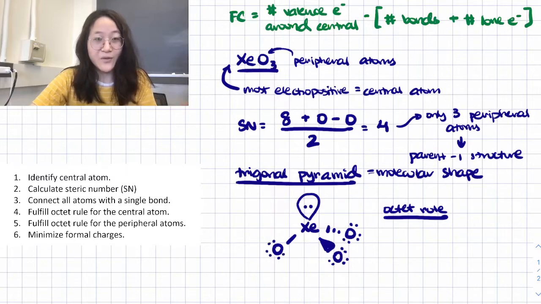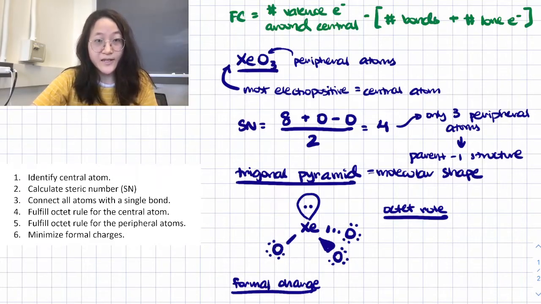So now we can see that we have 8 electrons around each of our oxygens. And so the next step is to minimize formal charge. So formal charge, as a reminder, is calculated with the number of valence electrons around the central atom, subtract, in brackets, the number of bonds plus the number of lone electrons.